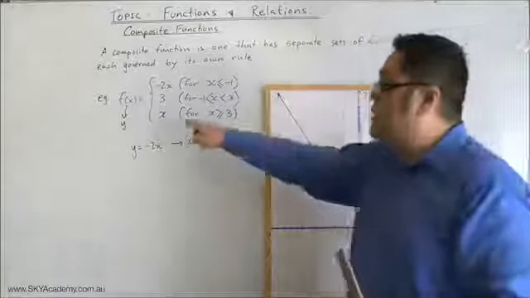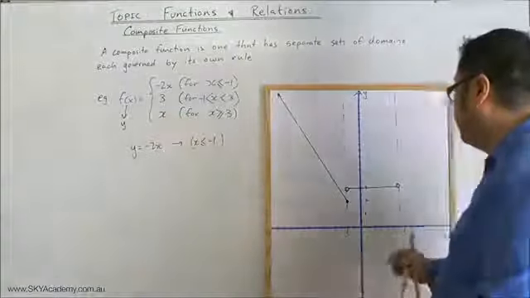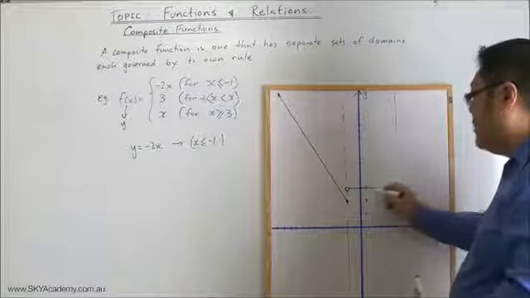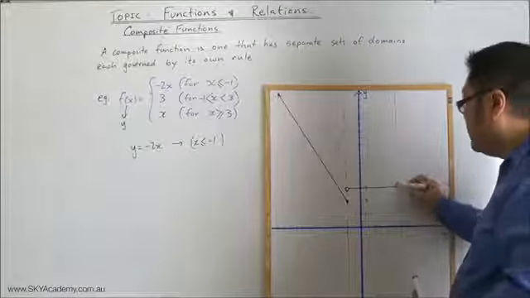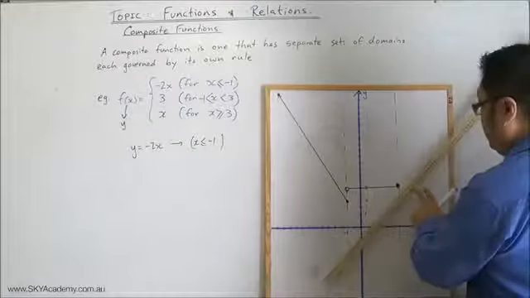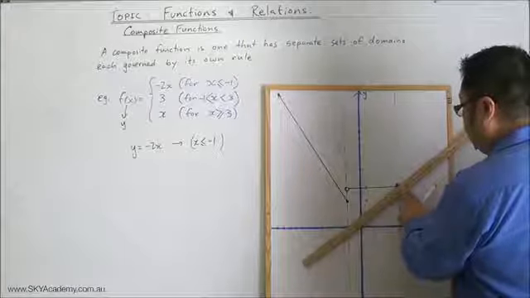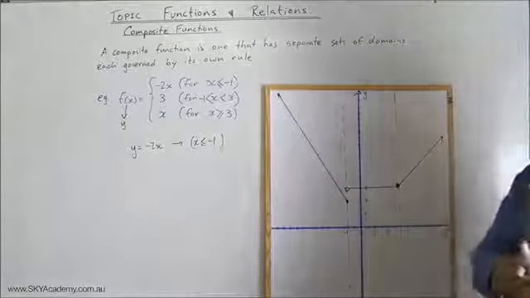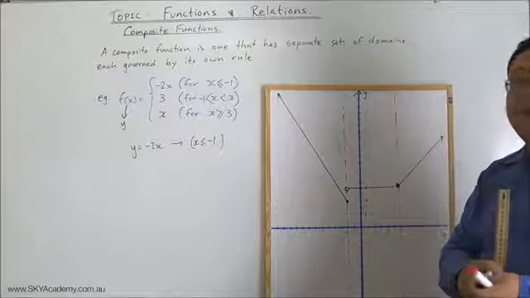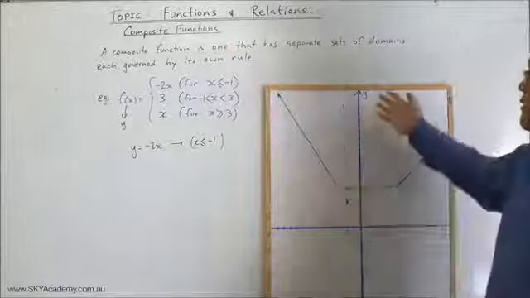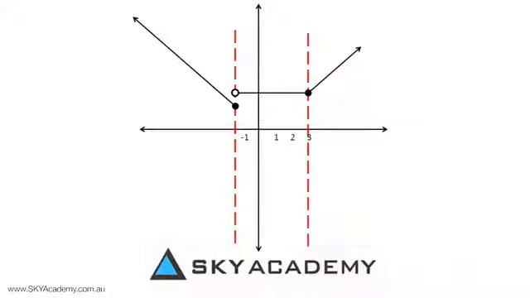And then for the rest of the graph, it would be equal to x. So in other words, at 3, it would be equal to 3, so it is a colored dot there after all, and the gradient would be 1. So that would be the composite graph for that particular composite function.